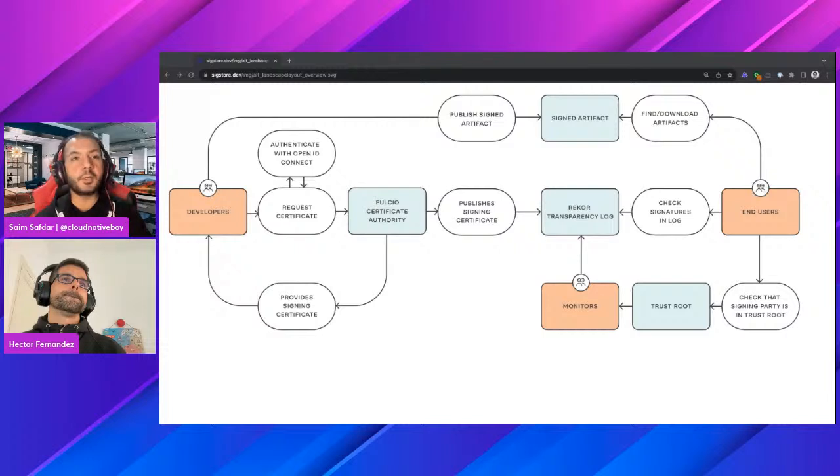Got it. Absolutely. And I think now transparency and auditing. One of the questions we can ask around transparency is, how do you ensure transparency and maintain an audit trail of all container image signatures?